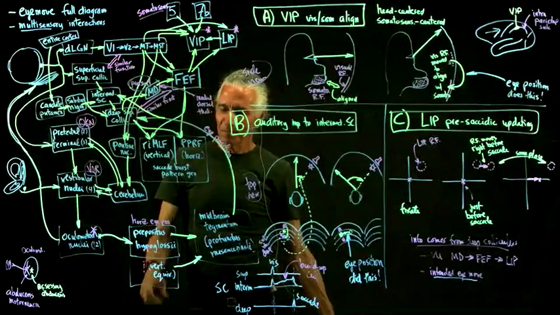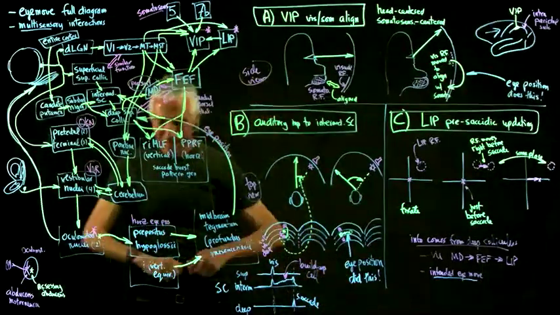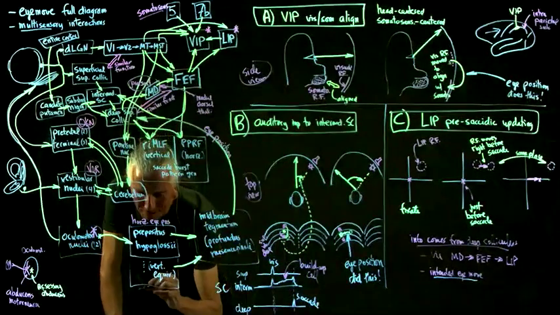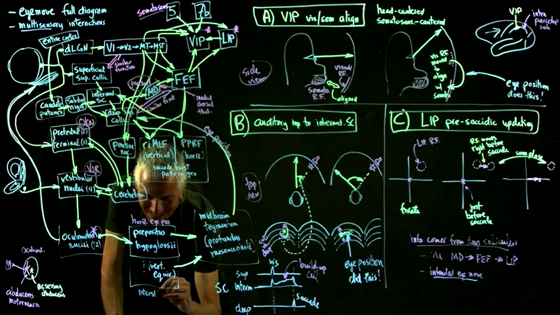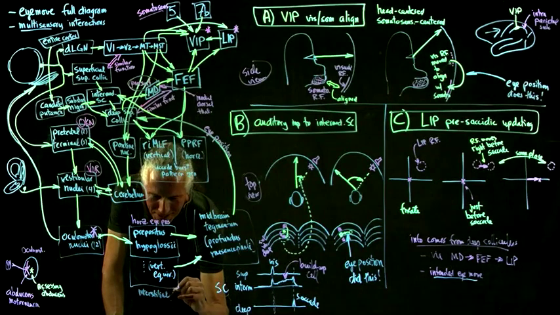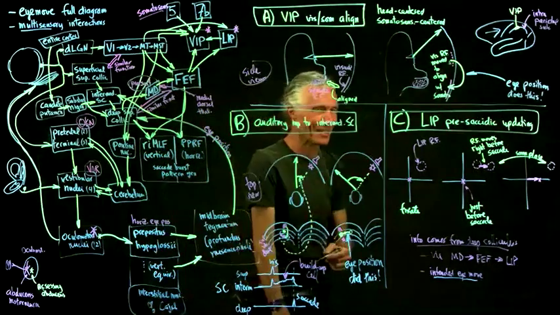Yeah, the equivalent of this, we can't leave without that. The equivalent of this in the vertical is called the interstitial nucleus of Cajal. Just had to write that up there. Interstitial nucleus of Cajal. That's the vertical equivalent. It actually got a name.